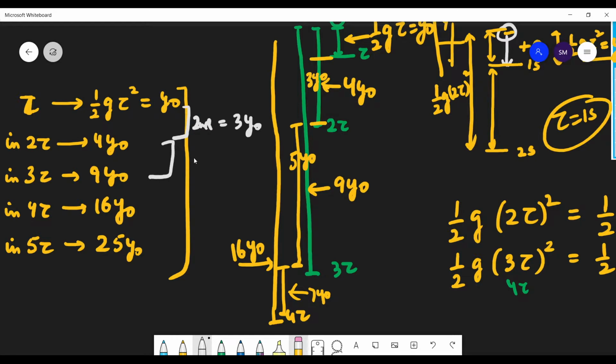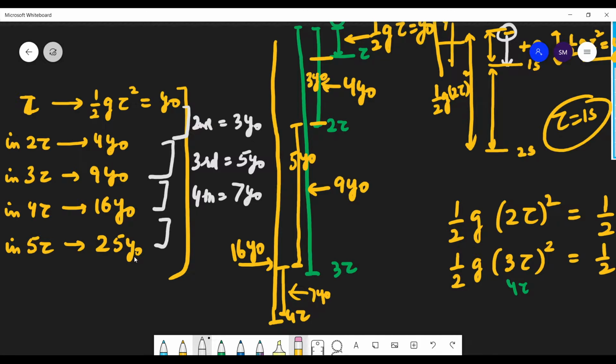Distance traveled only in the third time interval. So how much will be that distance? 5y naught. 9y naught minus 4y naught. How much is the distance traveled only in the fourth time interval? Means fourth tau, or fourth second if tau is 1 second. 16 minus 9? 7y naught.